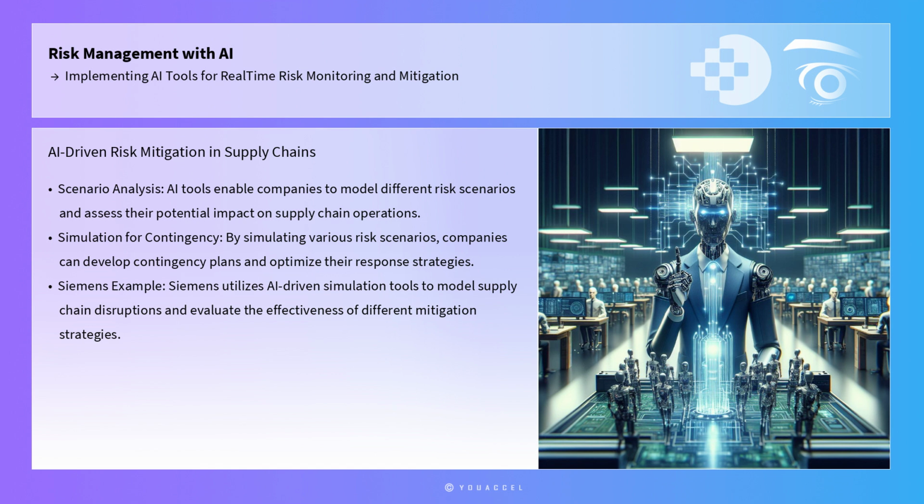In addition to predictive analytics and real-time monitoring, AI tools can also facilitate risk mitigation through scenario analysis and simulation. These tools enable companies to model different risk scenarios and assess their potential impact on supply chain operations. By simulating various risk scenarios, companies can develop contingency plans and optimize their response strategies. For example, Siemens utilizes AI-driven simulation tools to model supply chain disruptions and evaluate the effectiveness of different mitigation strategies, enhancing its ability to respond to unforeseen events.